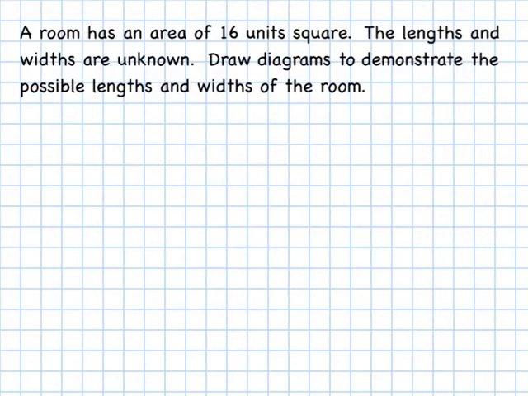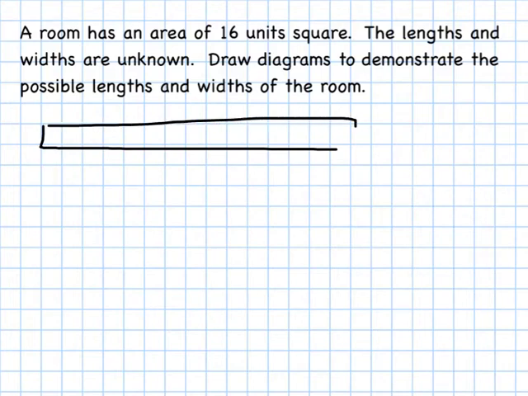Let's look at this problem. So this time it gives you the area of a room being 16 units square, and it asks you to draw diagrams to find the lengths and the widths. So we'll draw some quick diagrams, and the first thing I know is that I can do a diagram like this, and this is a very narrow room because the length is much greater than the width. So that's one possible dimension of the room, that the length would be 16 and the width would be 1.